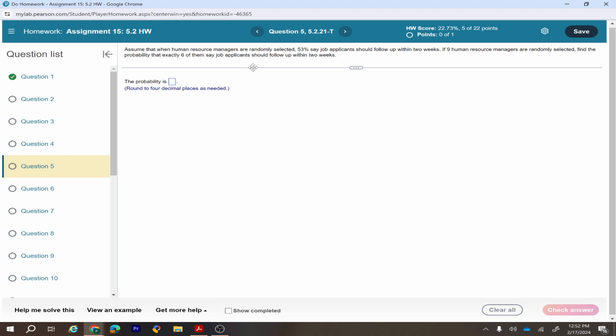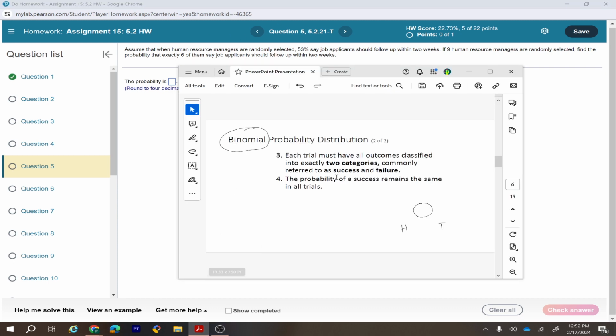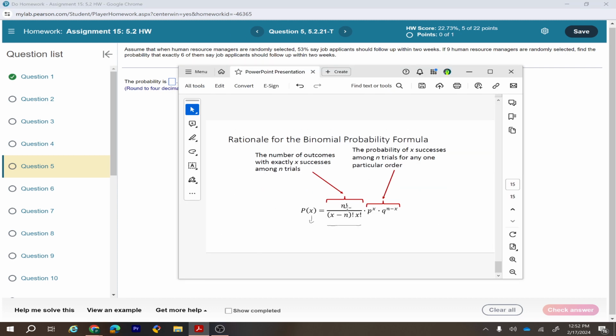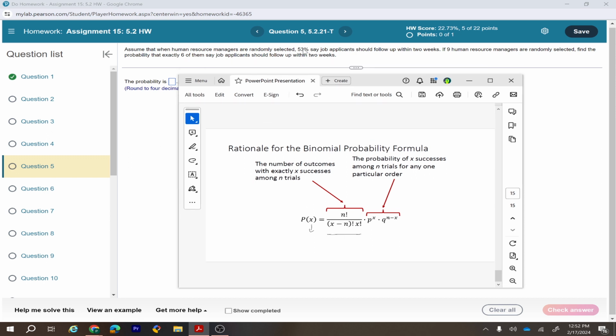Remember, this is a binomial probability distribution and we're supposed to use this formula to calculate this. In this problem, 53% means it's the probability of success, small p, which is 0.53. And because p is 0.53, q is 1 minus 0.53, which is 0.47. The value of n is 9, and the value of x is 6.